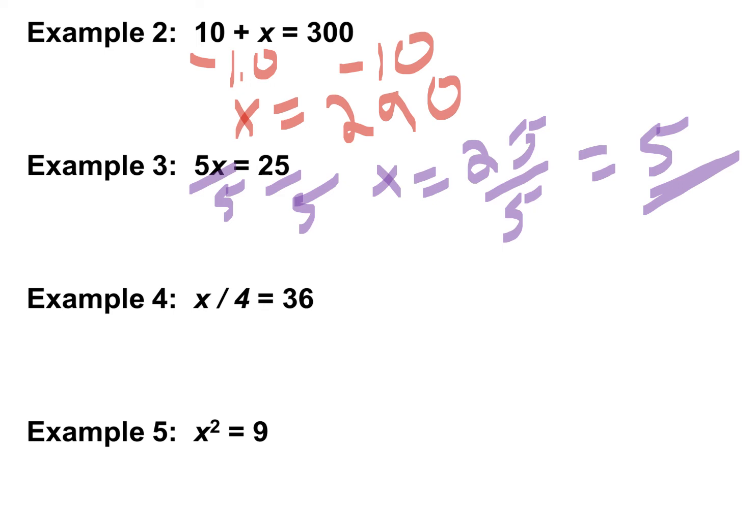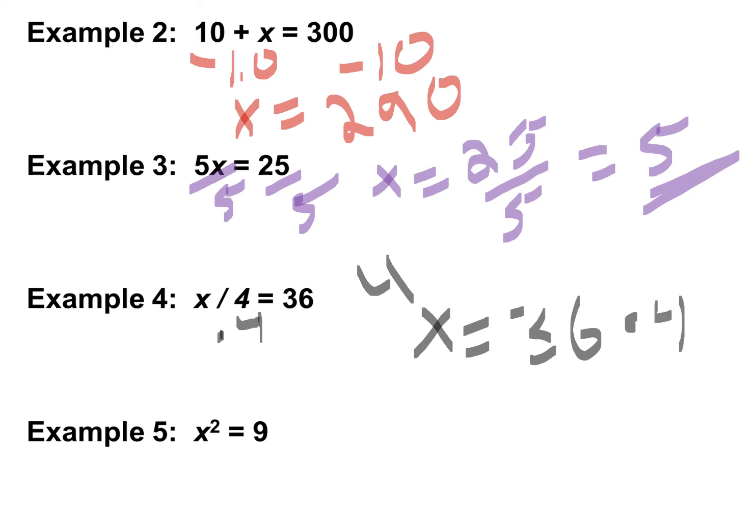So if I multiply, sorry, my computer is acting up. If I multiply by 4, sorry, my pen is acting up here. By 4 on each side, the little dot is my multiplication. By 4 on both sides, I get x equals 36 times 4.